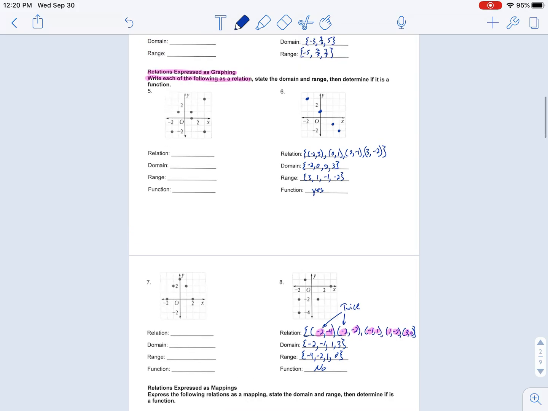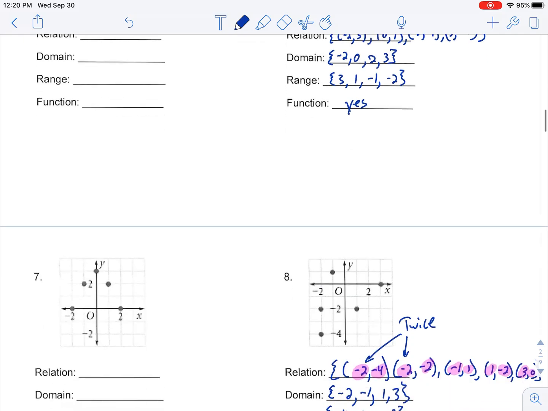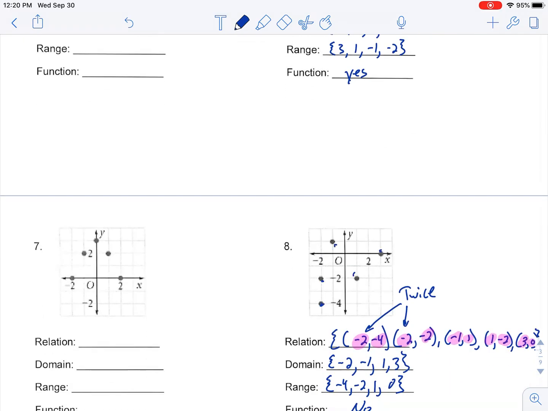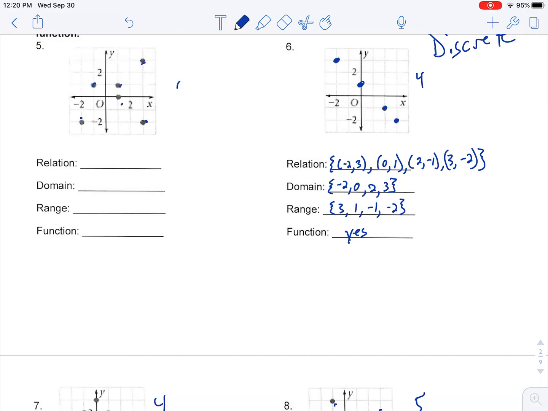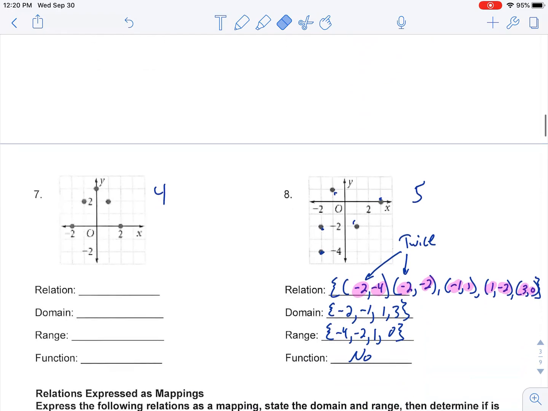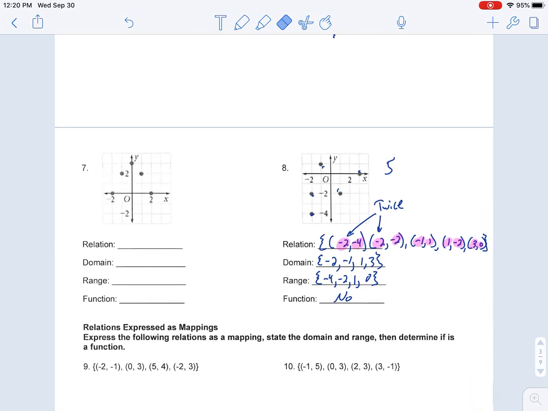Okay, all of these are also what we would call discrete because there's just a finite number of points in each problem. This one had 4 points. This one had 1, 2, 3, 4, 5 points. This one has 4 points. 1, 2, 3, 4, 5, 6 points. So all of these would qualify as discrete. It's not till you have infinitely many points that we get to the other type, which is called continuous.